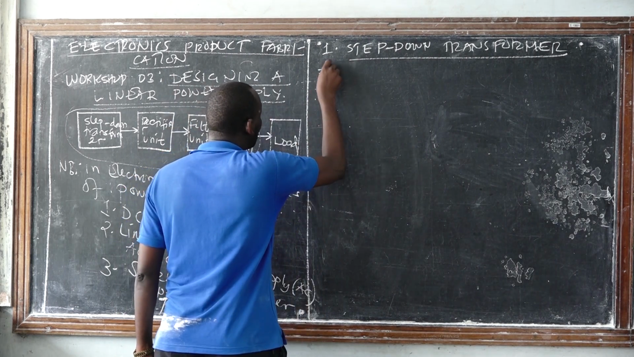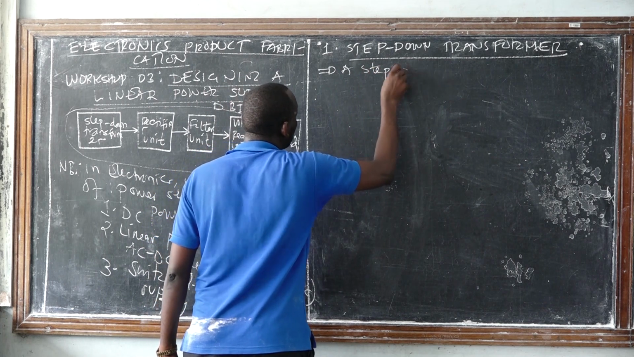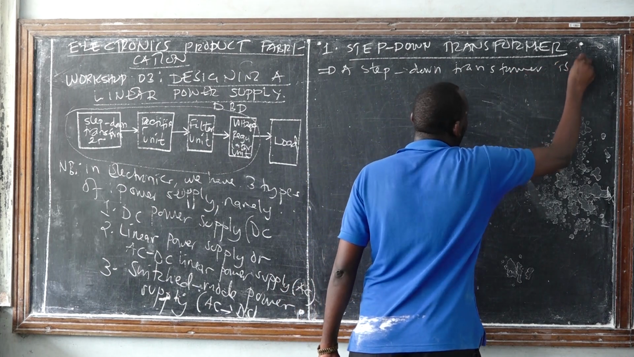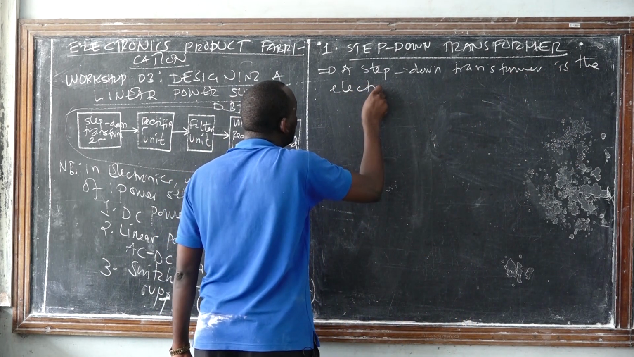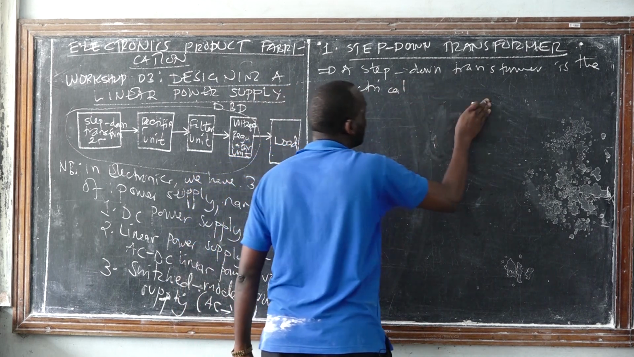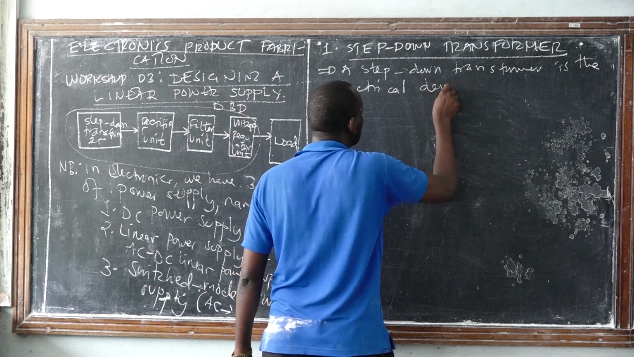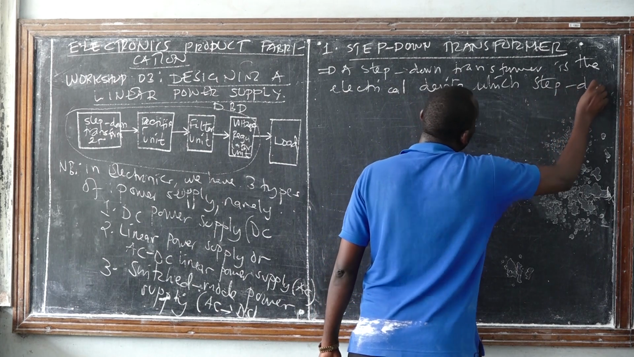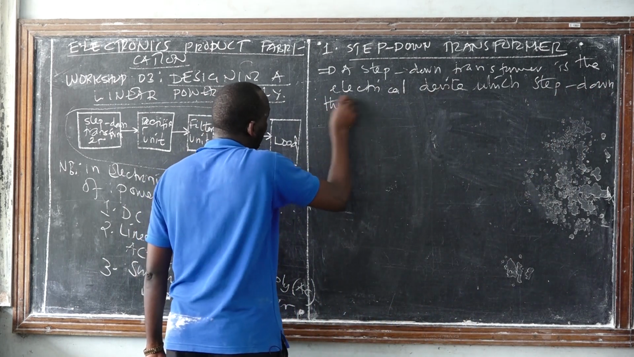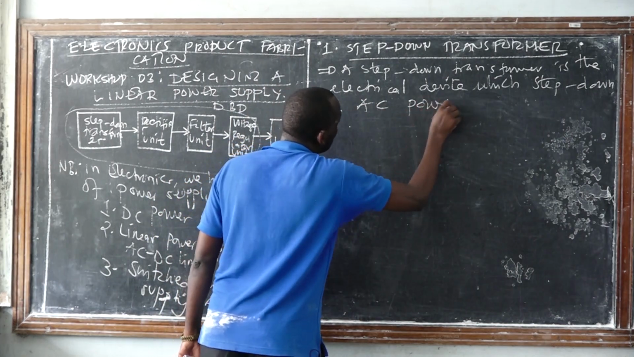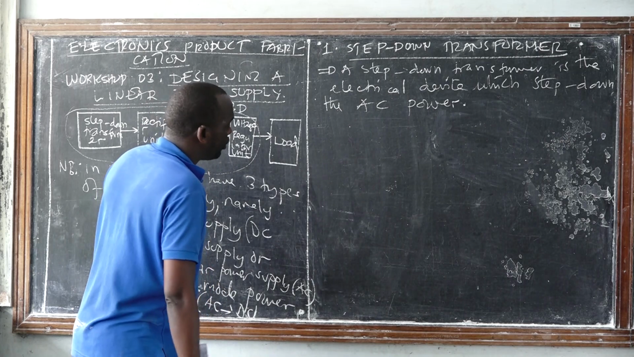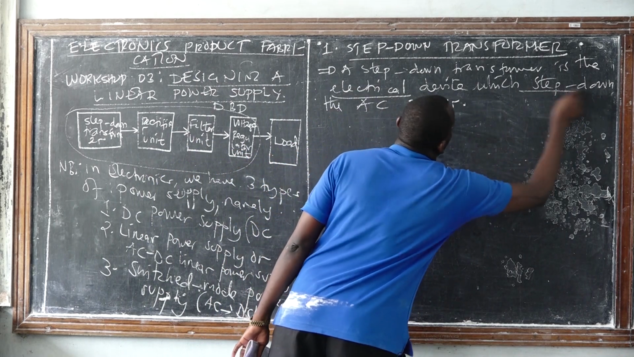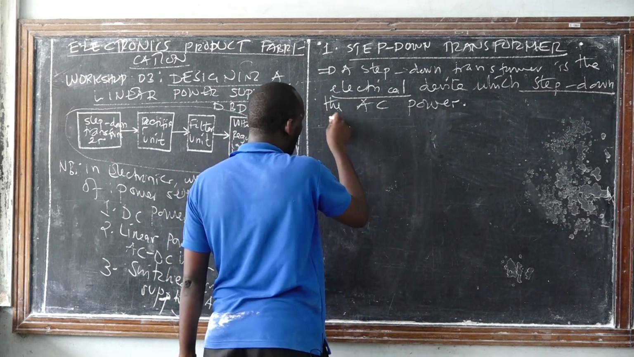So simply, we say that a step down transformer is an electrical device which steps down the AC power. So that's the simple meaning of the step down transformer. The main responsibility is to step down the AC power.